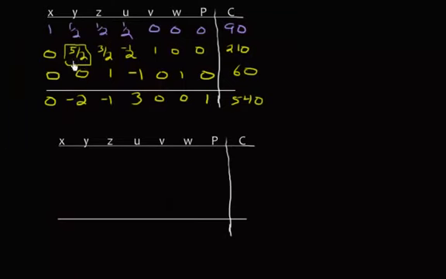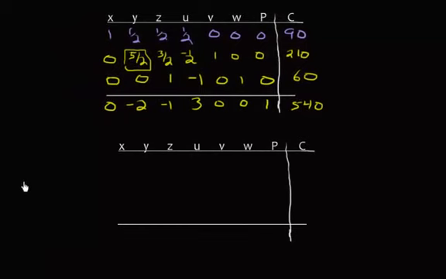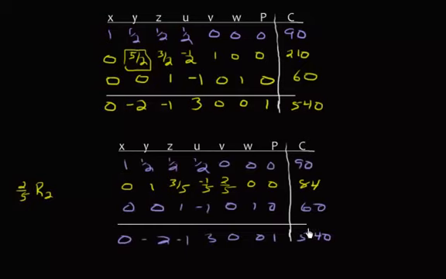Now I need to turn this into a positive 1. So what I'm going to do is multiply row 2 by 2/5. And if I do that, because 2/5 times 5 halves will be a 1, I'm now going to get 0, 1, 3/5, negative 1/5, 2/5, 0, 0, and 84. Now nothing's changing to the other rows, so let me just write those back in. Okay, now that's done. Again, our pivot element is right here.